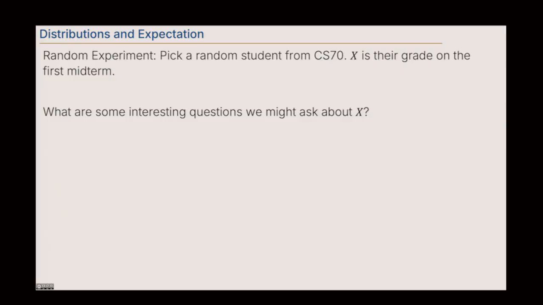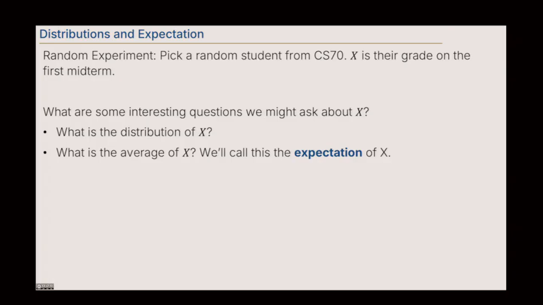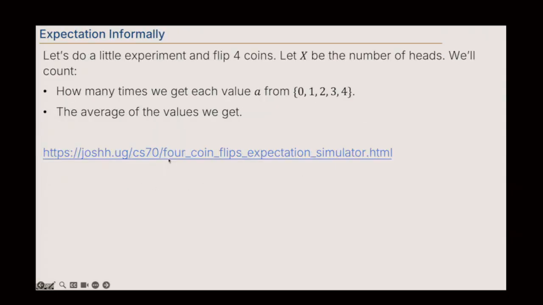Well, we might ask, what's my grade? Okay, sure. But you might also ask, what's the distribution of X? Or what is the average of X? We'll call that the expectation of X. Or we might talk about the standard deviation of X. These are all things we could ask. But we're going to focus on the expectation here as our second thing. And this third thing will come in a later lecture.